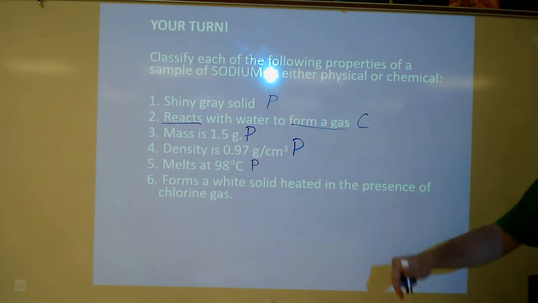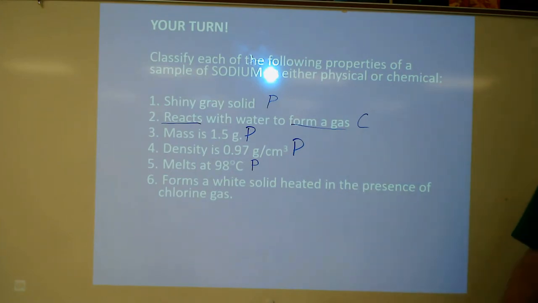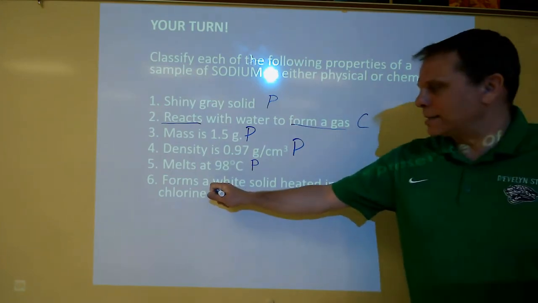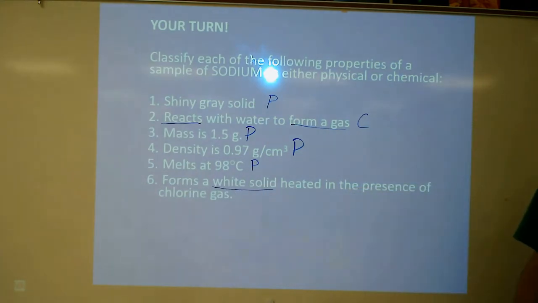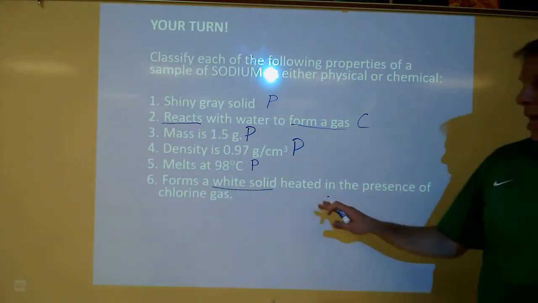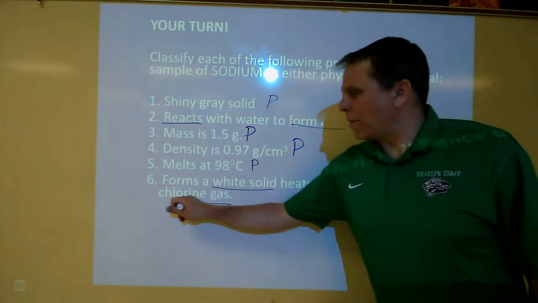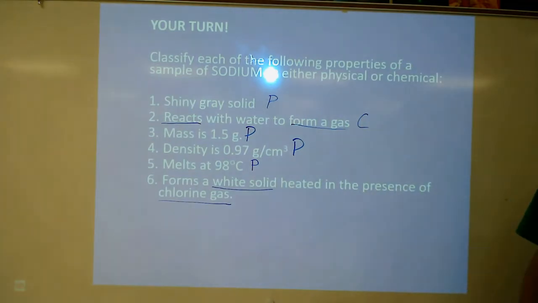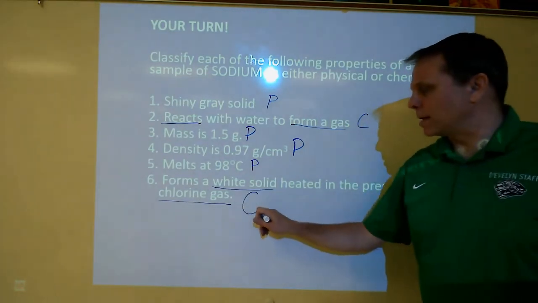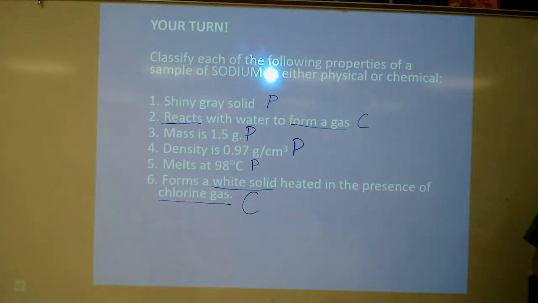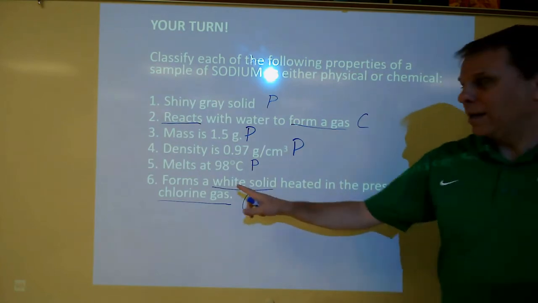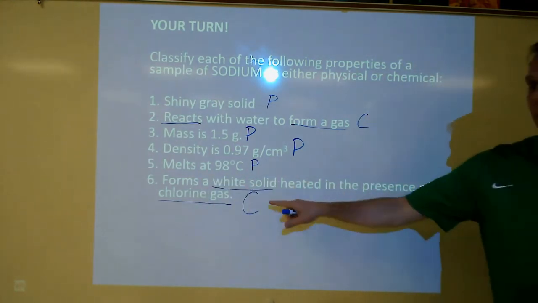And then forms white solid heated in the presence of chlorine gas. Okay, do you think that white solid is probably still sodium, or has it gone through some sort of change? Ooh, chlorine gas. Wow, that sounds like it might be sodium chloride, right? It might be table salt. So yeah, we're looking at something that has gone through a chemical change. So that's a chemical property. The fact that it forms a white solid is a chemical property.